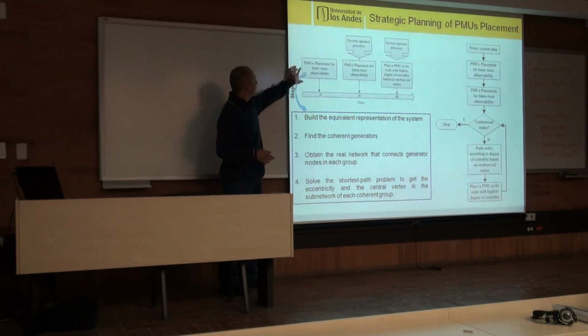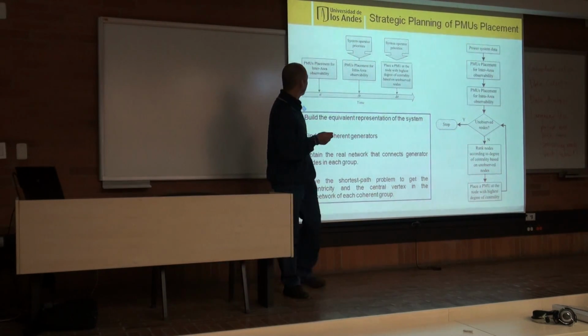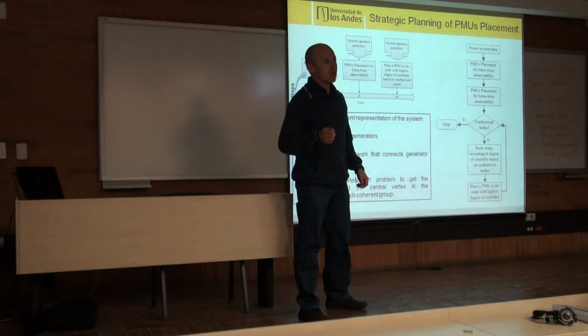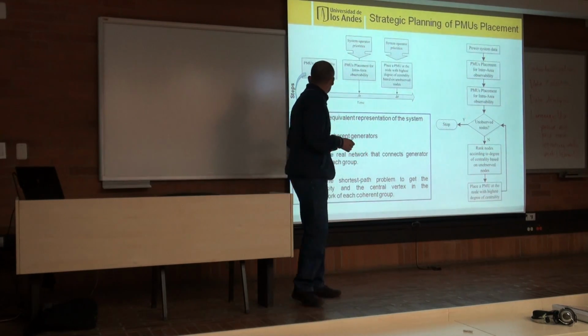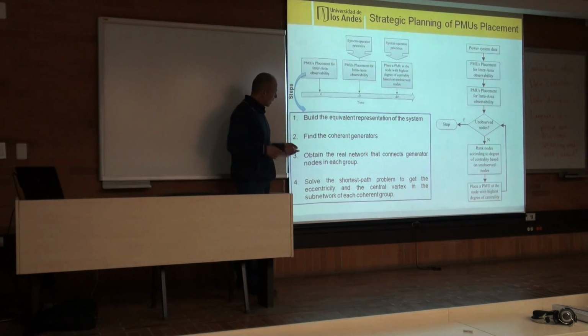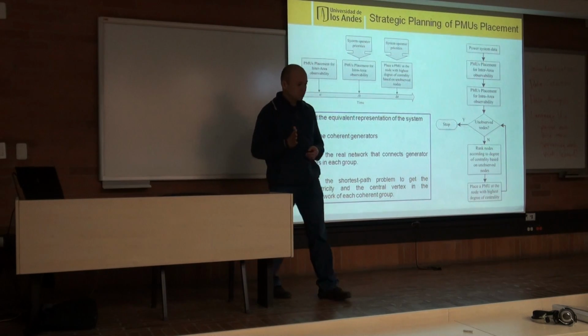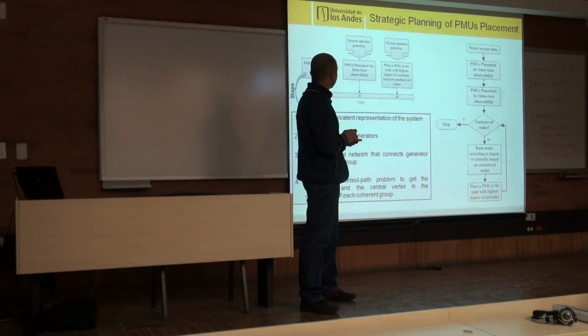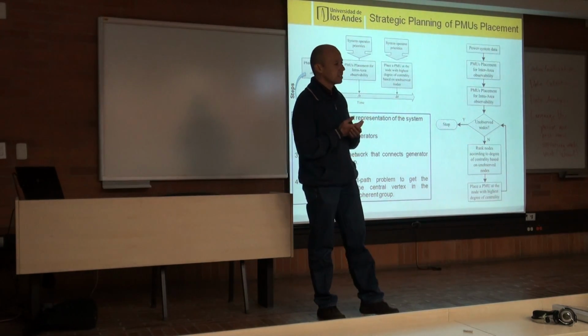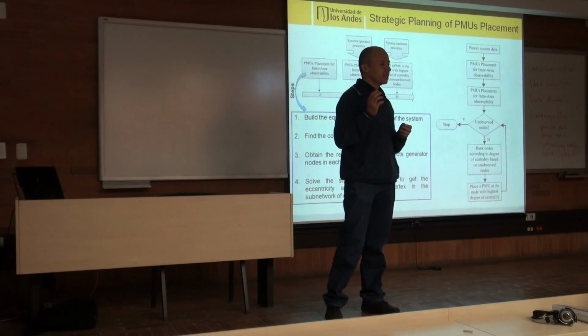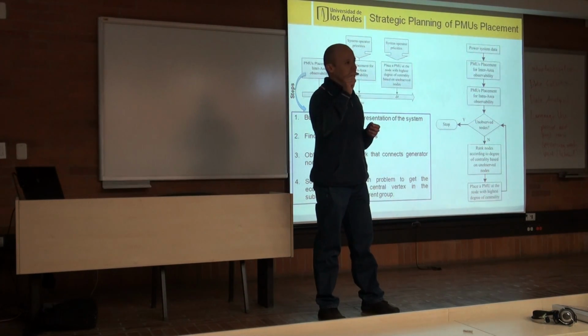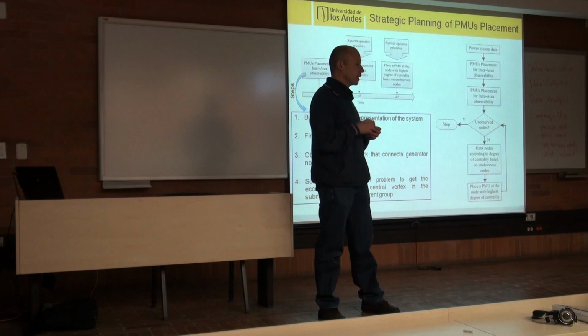Well, the first part, the first stage is the PMU placement for inter-area observability. So the steps are initially to build an equivalent graph with only the generators of the system and identify the coherent generators to put a PMU and monitor those generators.